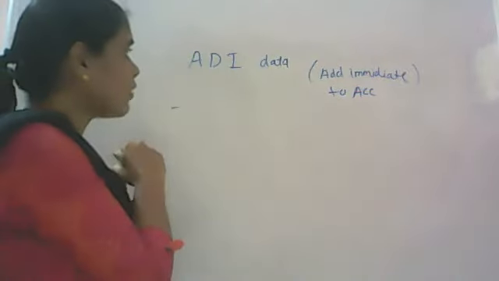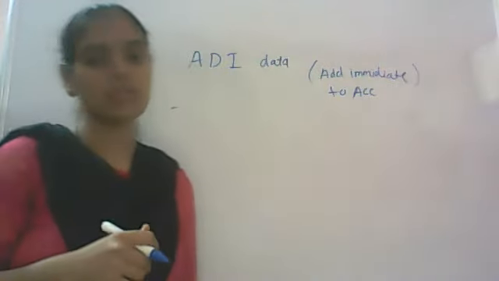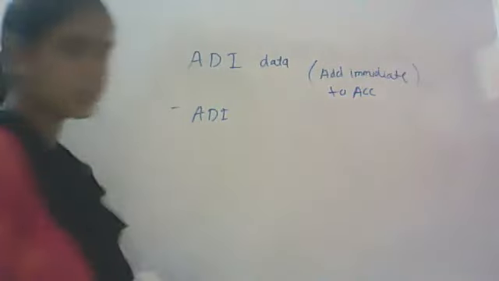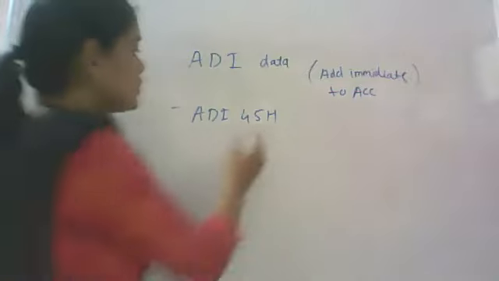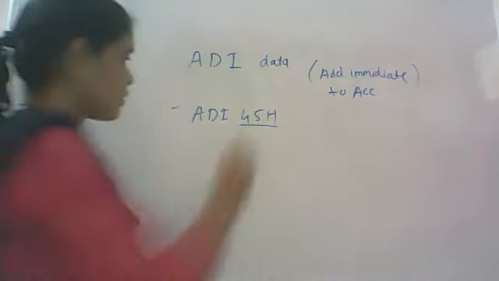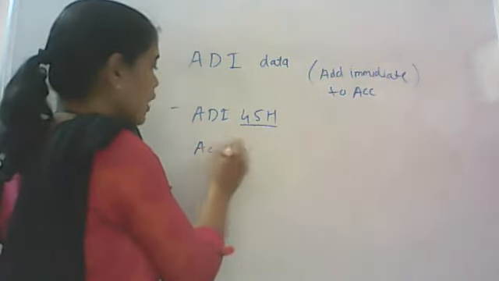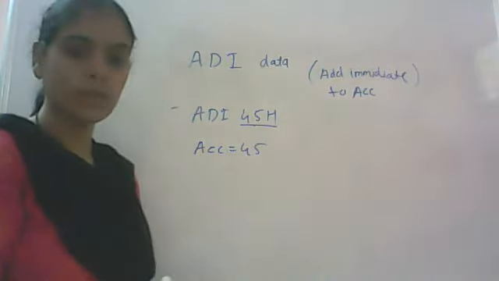All flags are affected. This instruction is a 1 byte instruction. For example, ADI 45 hex. So this 45 is immediately stored in accumulator. This data 45 is stored in accumulator after the execution.